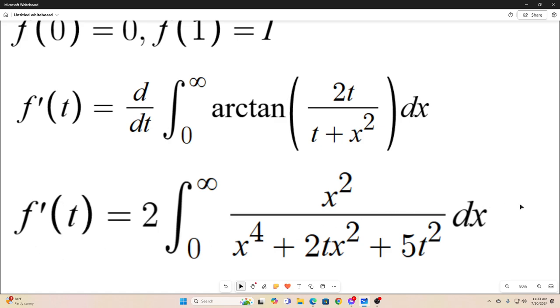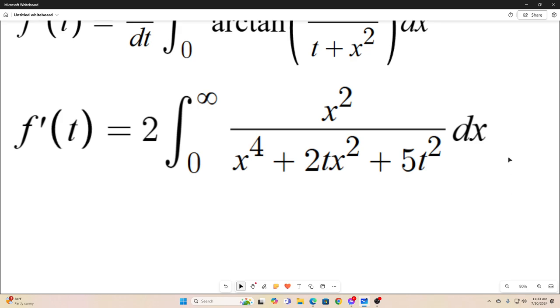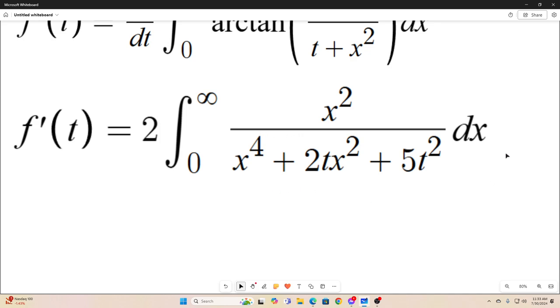And now we come to the part where I'm going to skip. I'm not going to show the process of evaluating this integral. It is definitely solvable using traditional techniques. We have an integral. It's a rational integral, meaning it's a polynomial over a polynomial, and the term in the top is 2 degrees less than the biggest term in the bottom. So this is going to converge.